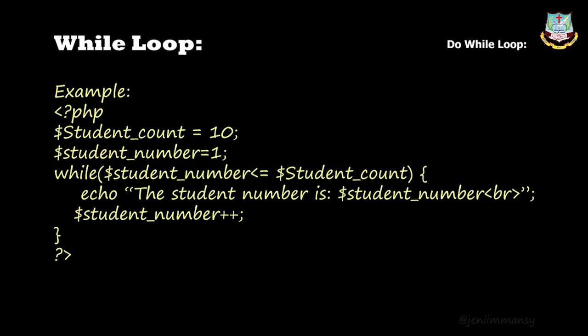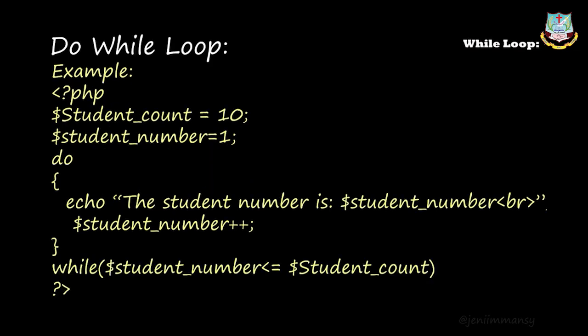In the do while loop example also, they have given student count is equal to 10, student number is equal to 1. First it will do, inside there some code is there, so this code will be executed.